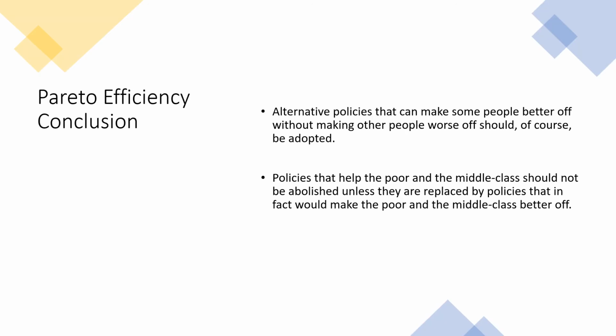Of course, alternative policies that can make some people better off without making other people worse off should be adopted. On the other hand, policies that help the poor and the middle class should not be abolished unless they are replaced by policies that in fact, not in theory, would make the poor and the middle class better off.